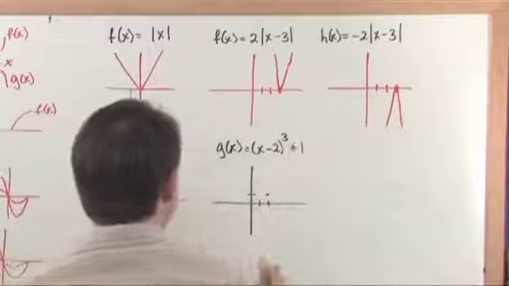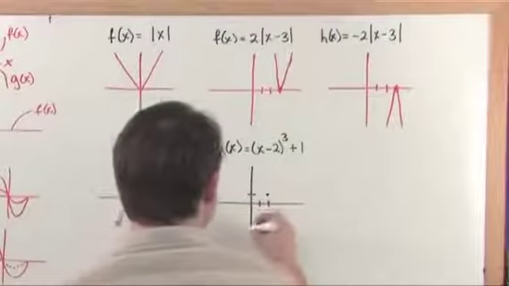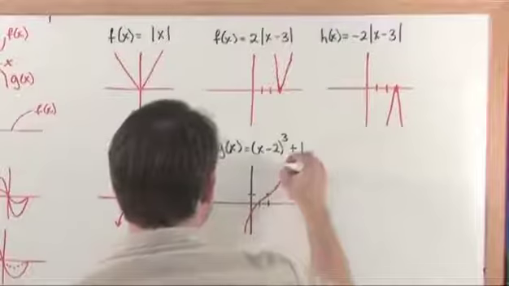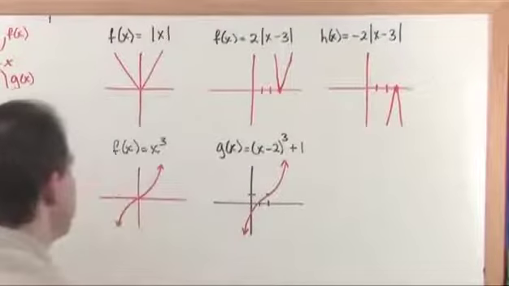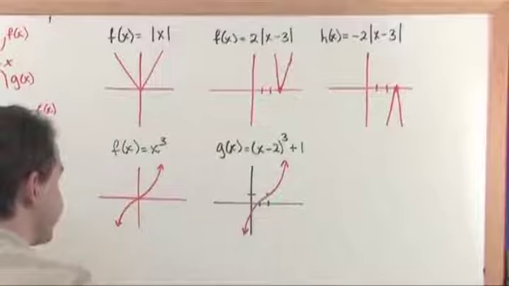Okay, because this is just adding a constant, and so it's going to look the same. So it's going to look basically like this. Okay, going through a different 0 point there.